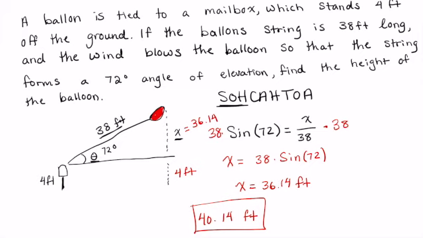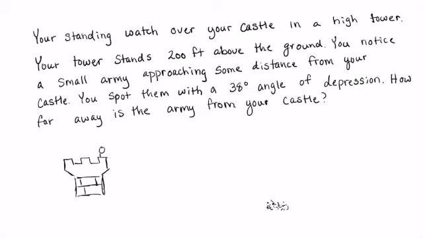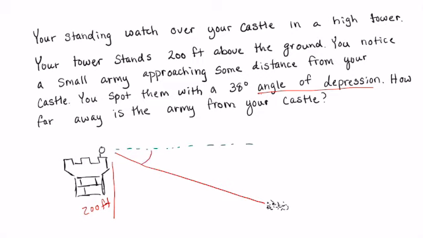You're standing watch over your castle in a high tower. Your tower stands 200 feet above the ground. So we have 200 feet here. You notice a small army is approaching some distance from your castle. Small army. You spot them with a 38-degree angle of depression. So remember, our angle of depression is that horizontal sight line coming down. So this is our theta here, and that's going to equal 38 degrees.